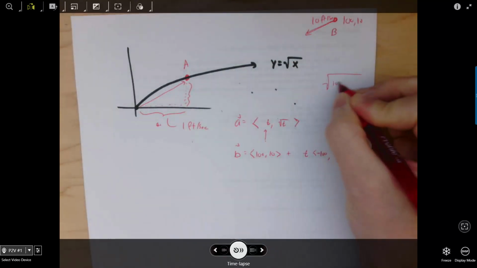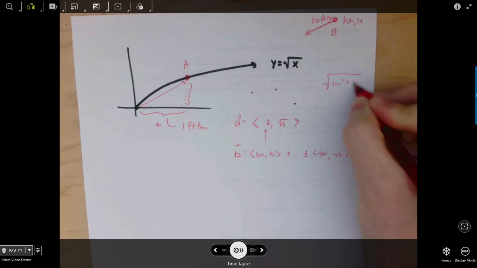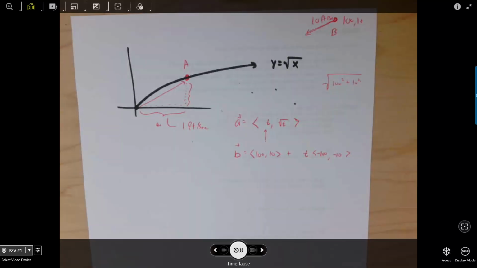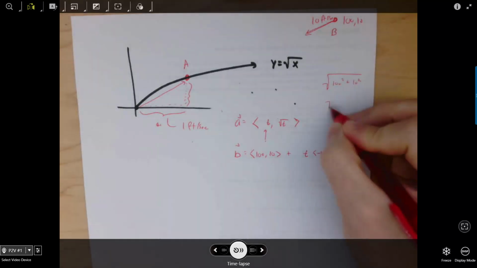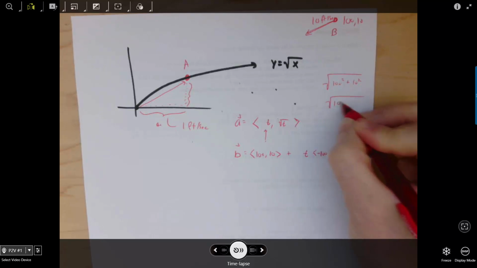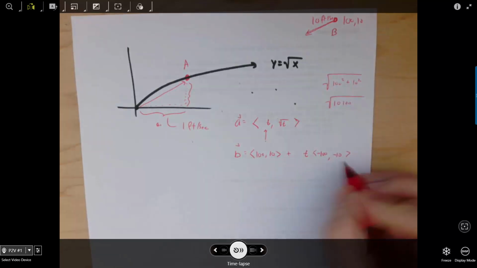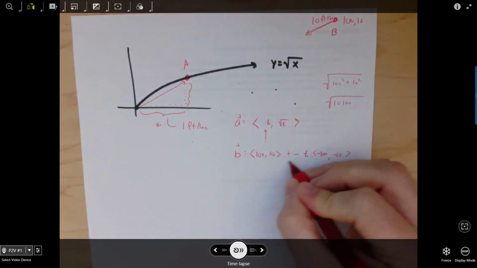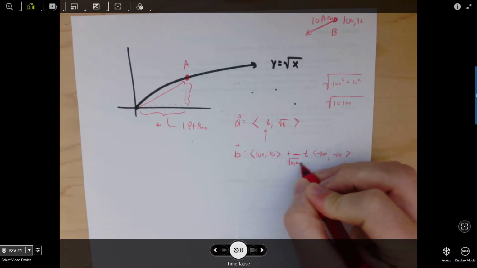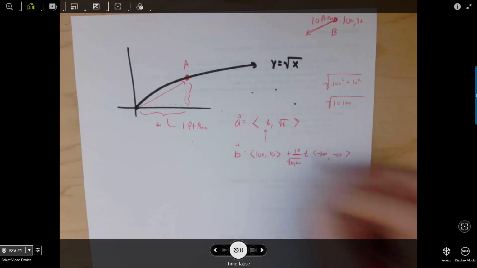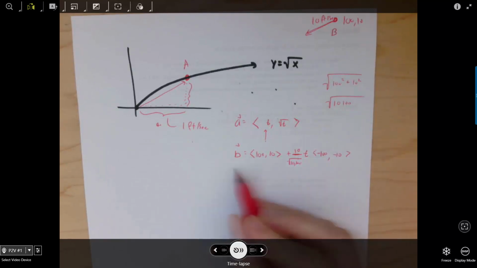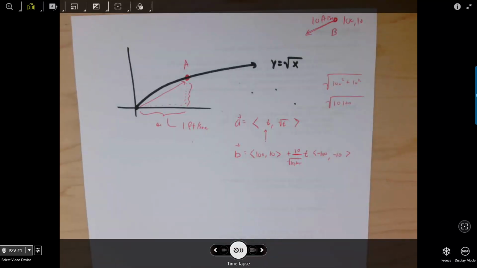So its own length is the square root of 100 squared plus 10 squared, which is the same thing as root 10,100. Is that right? Yeah, that makes sense. Okay, so that's what I want to divide it by. So root 10,100, and then I want to multiply it by 10 to scale it back up. Cool, so that's a great equation for b.